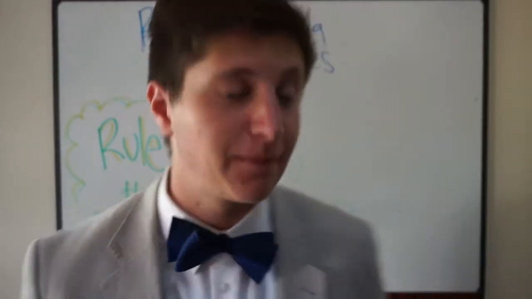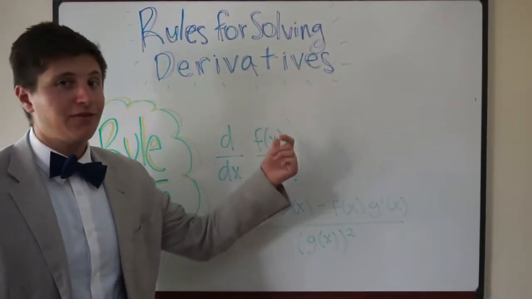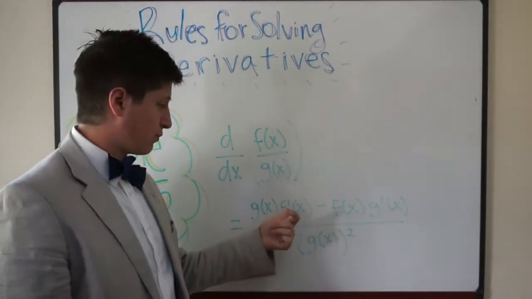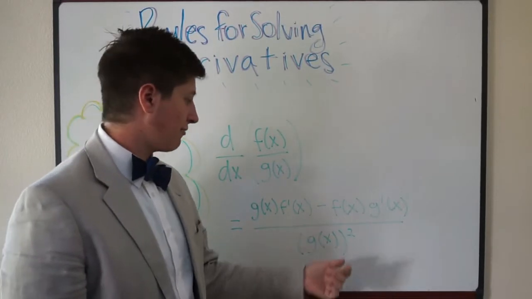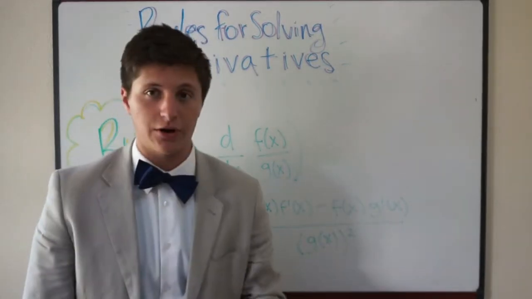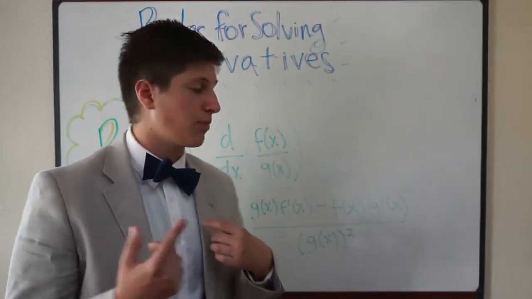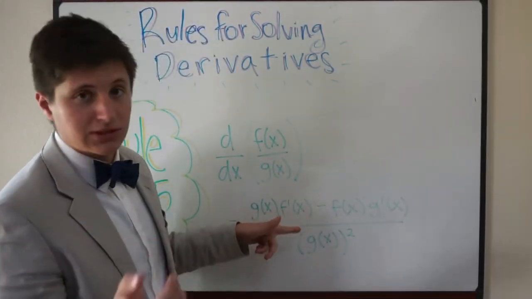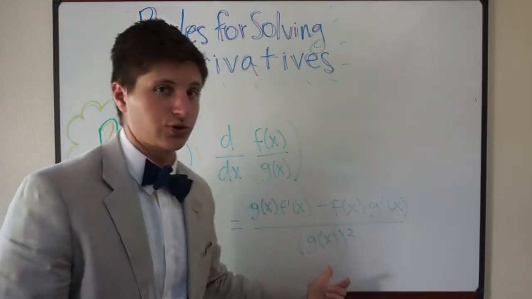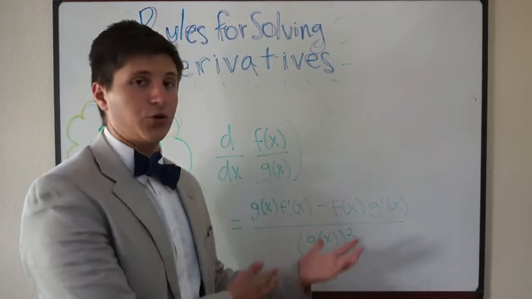Rule number 5. The derivative of f of x over g of x is always equal to g of x times f prime of x minus f of x times g prime of x, all over g of x squared. Now we can remember this by low d high, d meaning derivative, so low d high minus high d low over low squared. This one is called the quotient rule.